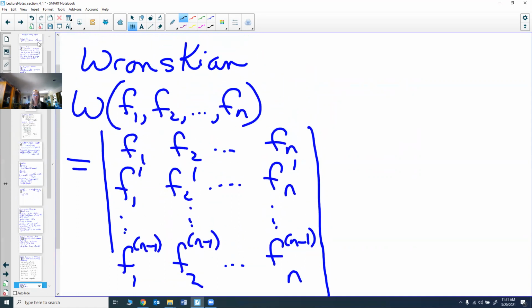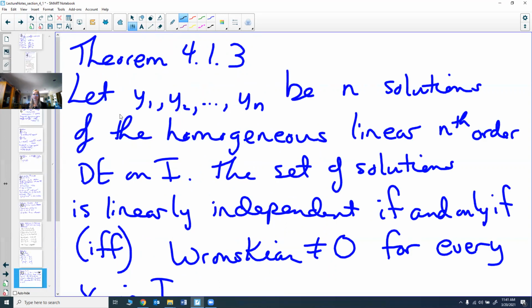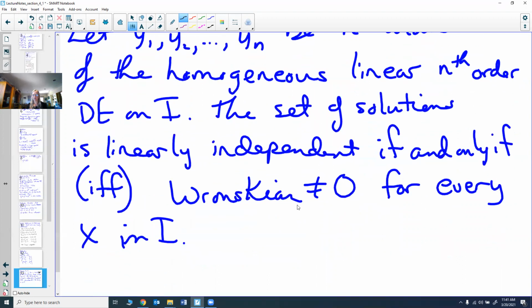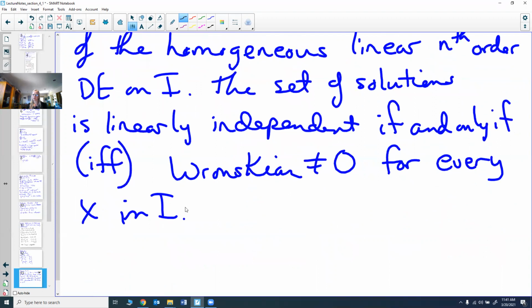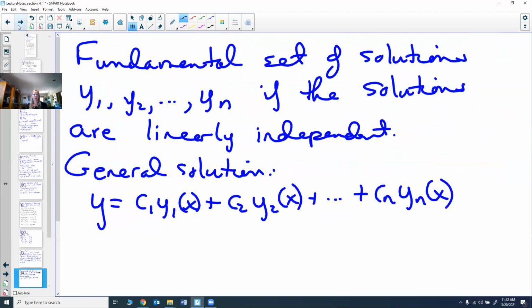So there's a nice little theorem that tells us that if y1, y2, all the way to y sub n, are n solutions of the homogeneous linear nth order differential equation on some interval, the set of solutions is linearly independent if and only if the Wronskian is not 0 for every x in I. So actually, what this means is if the Wronskian is not 0, then we will in fact have a linearly independent set. And that's the main thing we work with this.